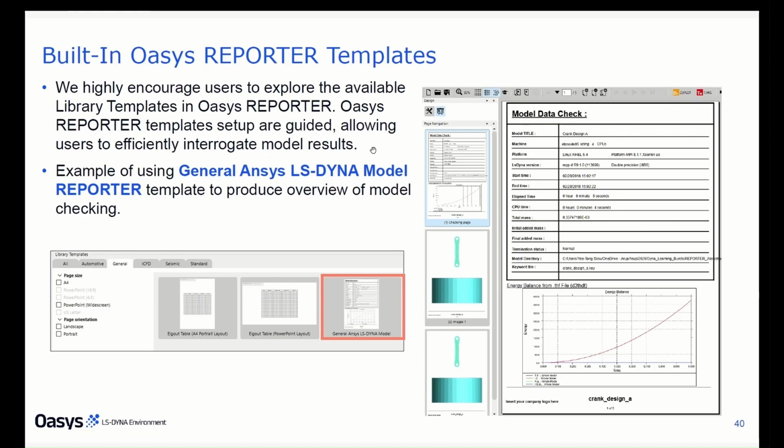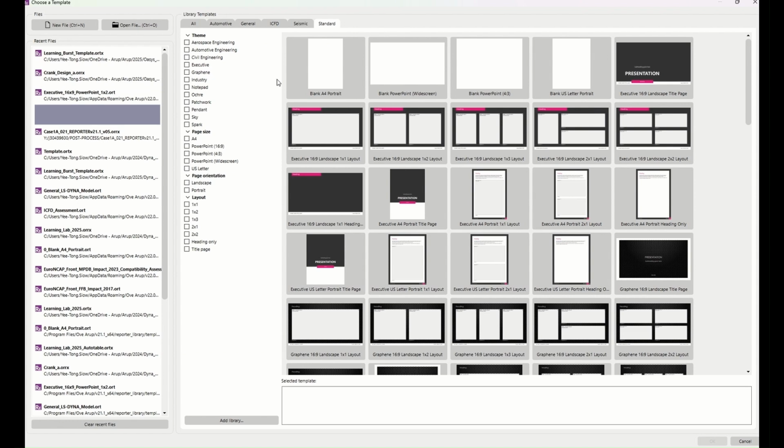So the first example is going to be a very simple one. Oasys Reporter has a general Ansys LS-DYNA model reporter template, and that helps you produce the overview of your model checking. It looks into things like your D3HSP file and summarizes the important information, plots some energy balances, and also gives some overall animations of your load case. So we're going to jump back into Reporter to see how we can very easily set that up.